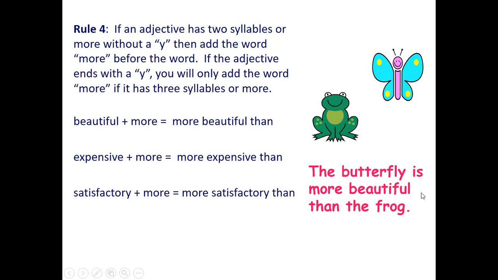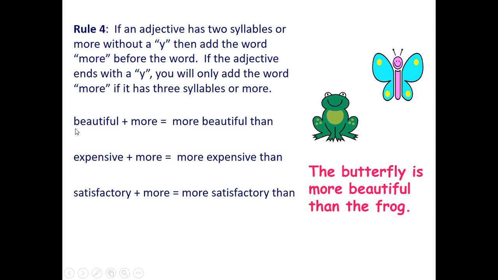The rule number four: anytime you have a word with two syllables or more than two syllables, what you're going to do is add the word more before the word. So you're not even going to worry about chopping off any of those Y's. And if you have a word that has three or more syllables, you're not going to put ER at the end. You're going to put the word more out in front.